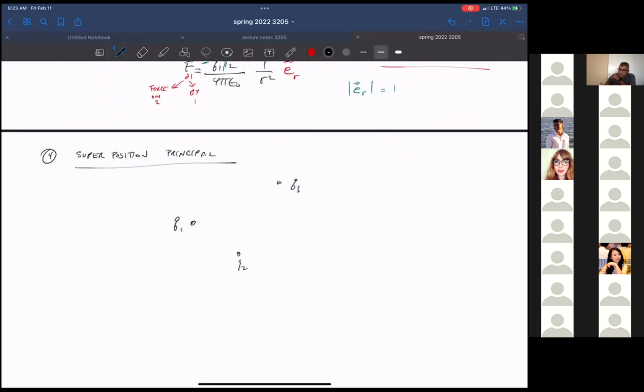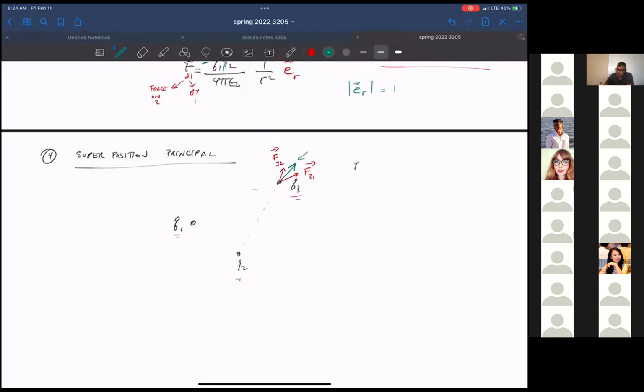and you wanted to calculate the force on Q3 caused by Q1 and Q2, you could separately figure out the force caused by Q1 on Q3, and then separately the force Q2 caused on Q3. So that would be F32. And then you would sum those up and get the total force.